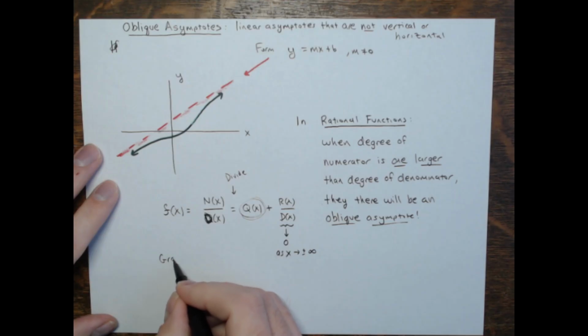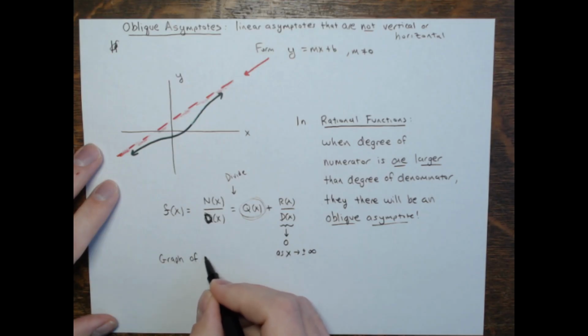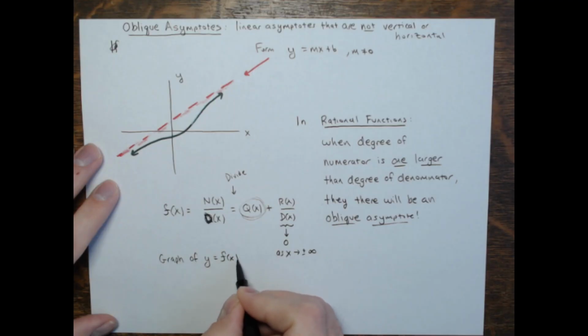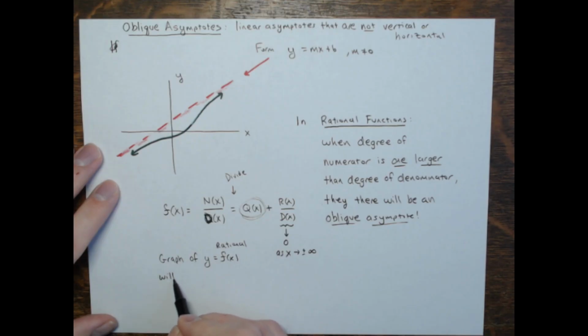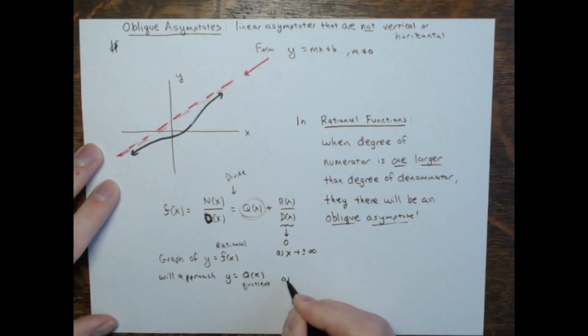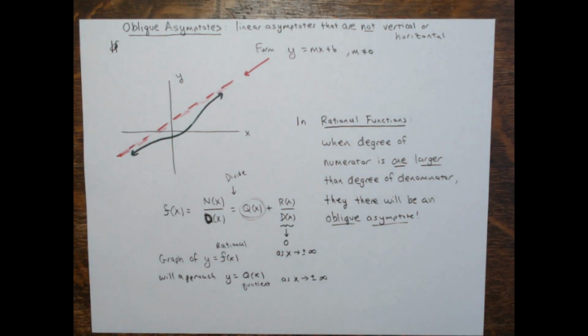The graph of a rational function, say y equals f of x, where again this is rational, will approach y equals q of x, right? The quotient when you divide the numerator by the denominator, as x goes to positive or negative infinity. The graph will approach the quotient of the division on both ends. All right, so we'll see that here.